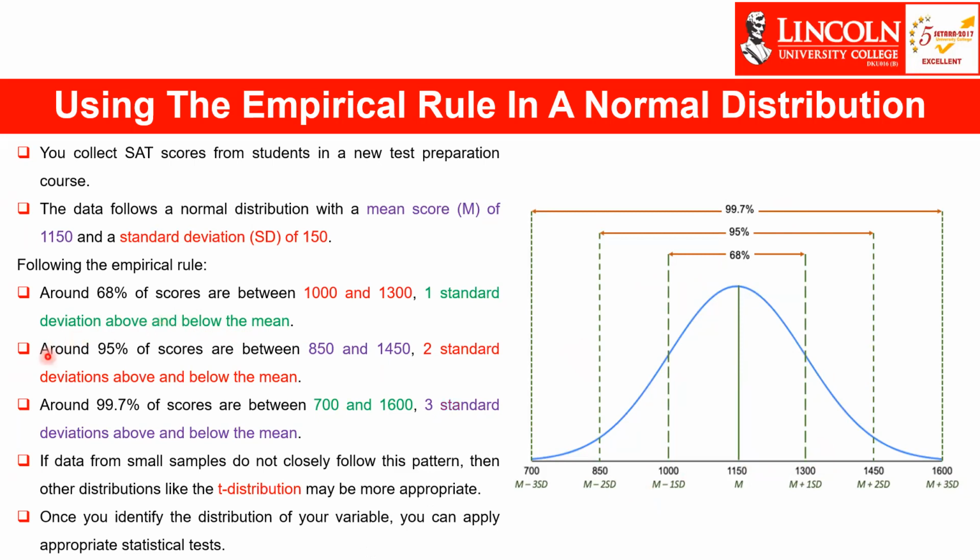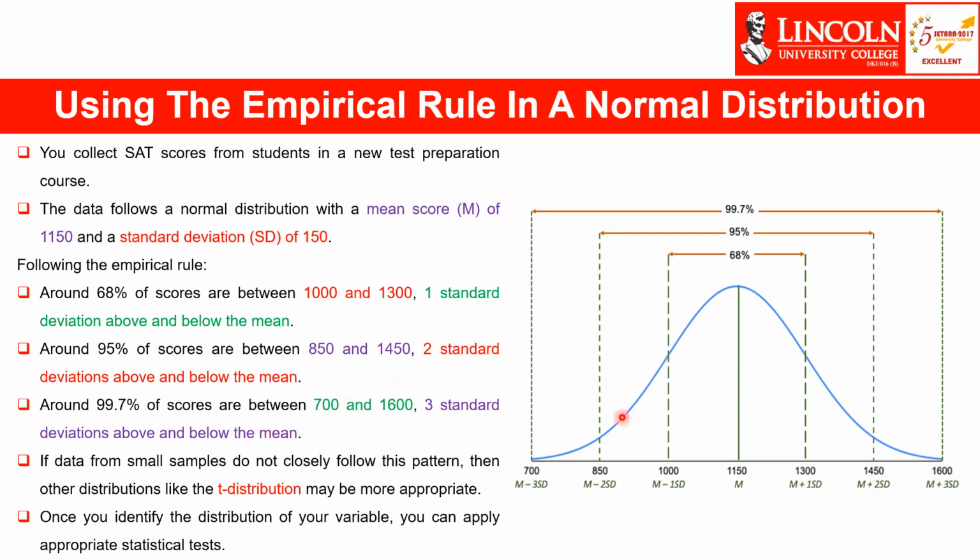Now, around 95% of scores are between 850 and 1,450. That is two standard deviations above and below the mean. Around 99.7% of scores are between 700 and 1,600. That is three standard deviations above and below the mean.